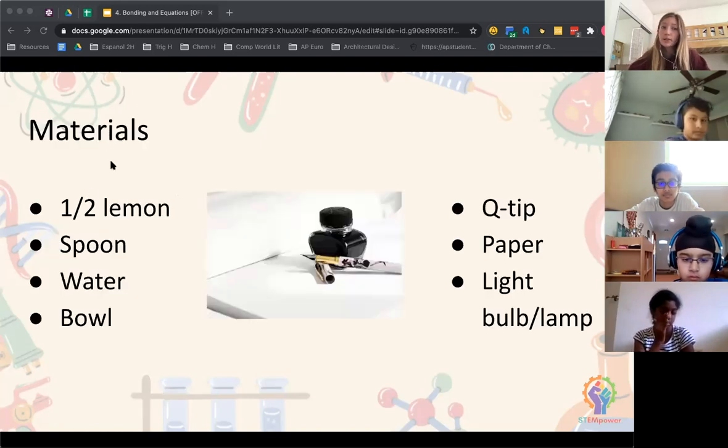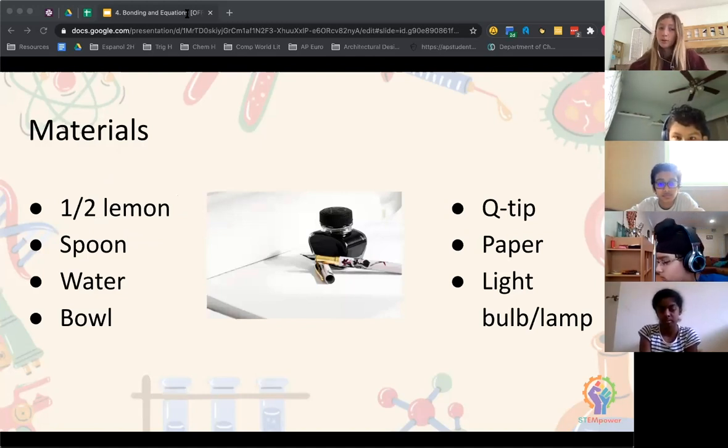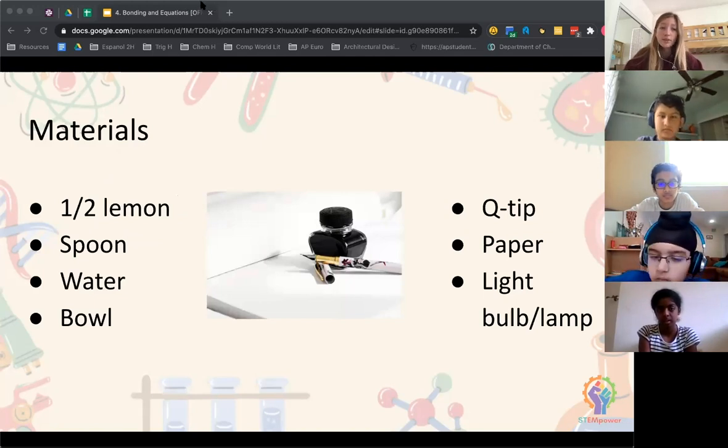So here are the materials we will need. We'll need half a lemon, a spoon, water, a bowl, a Q-tip, paper, and a light bulb or a lamp. So take a few minutes to get all these materials ready, and then we'll have a cool experiment.